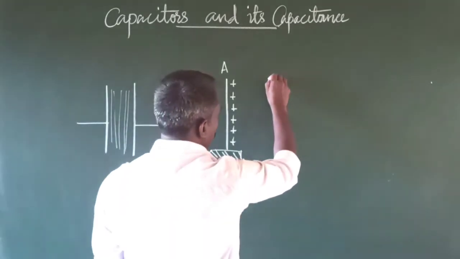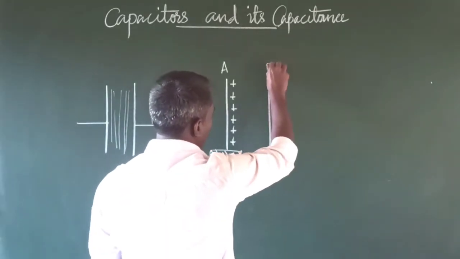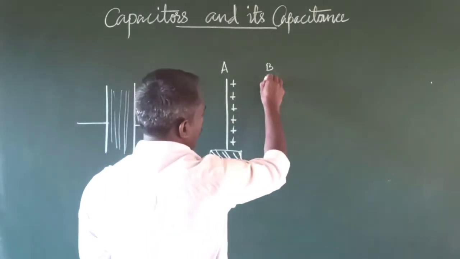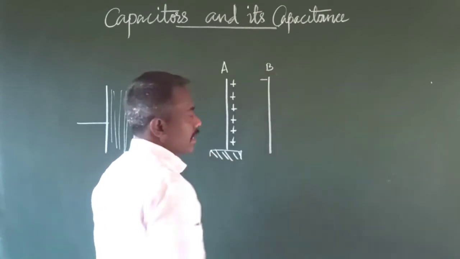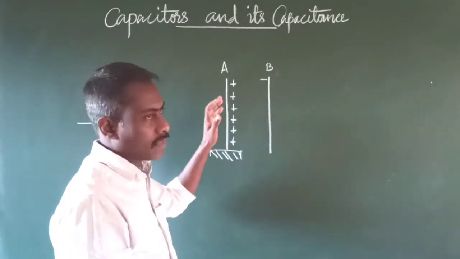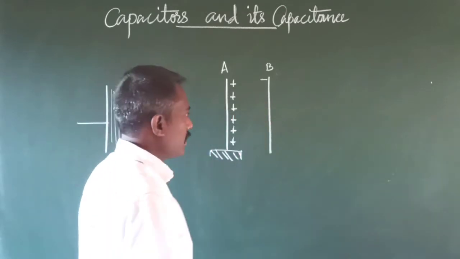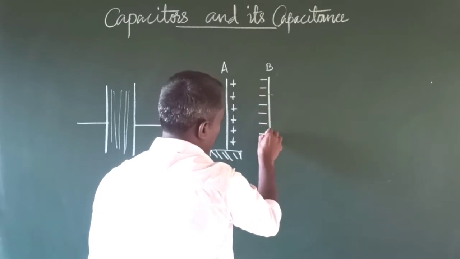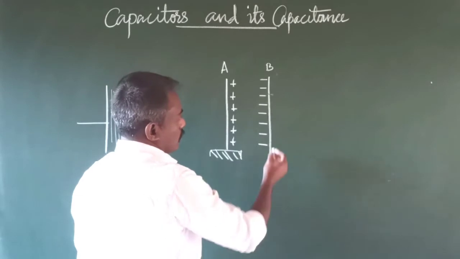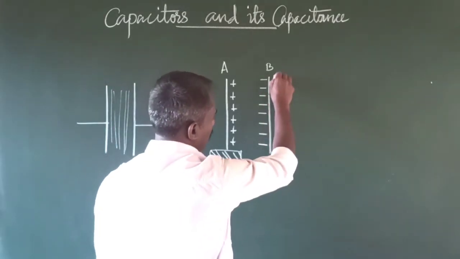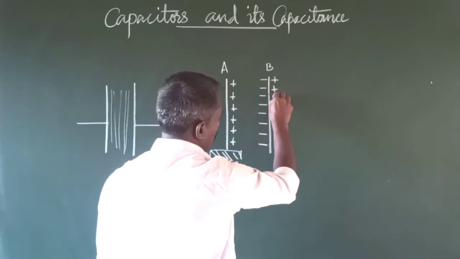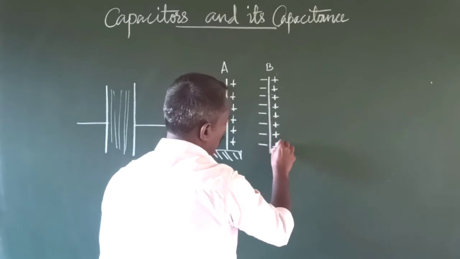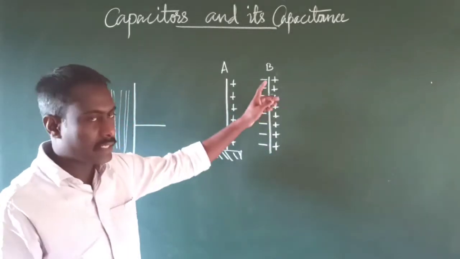In order to do that, bring another conductor B near to conductor A. This conductor B is an uncharged conductor which has a large number of free electrons in it, and the same number of positive charges also present in the conductor, so that the net electrical charge of this conductor is neutral.